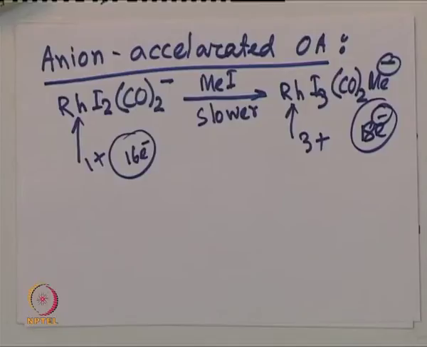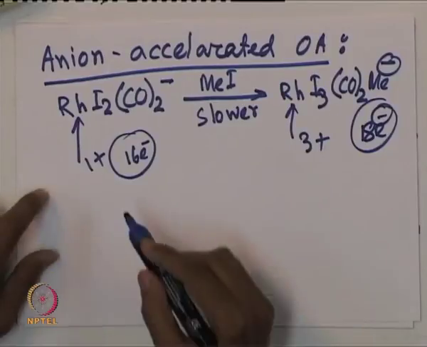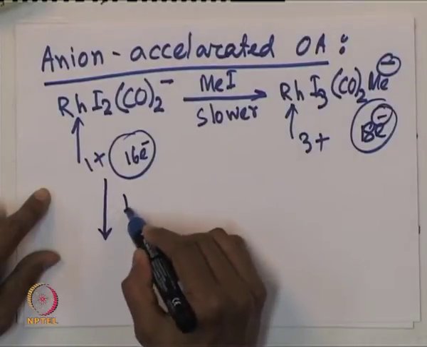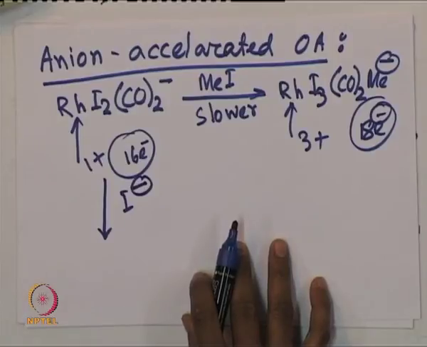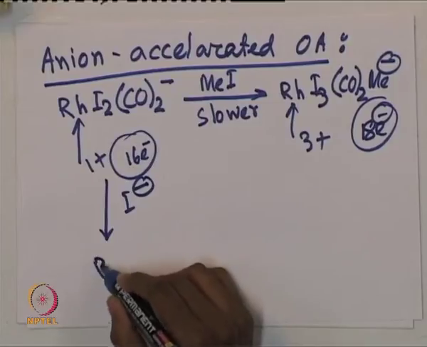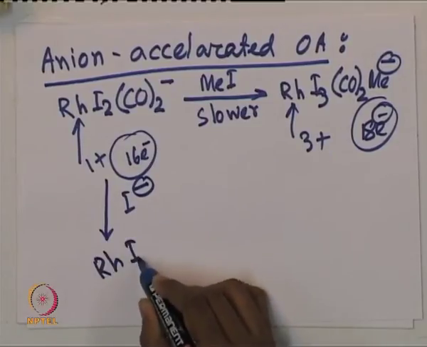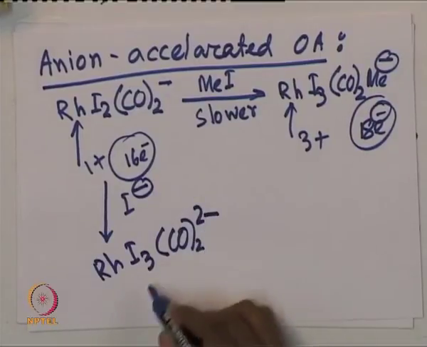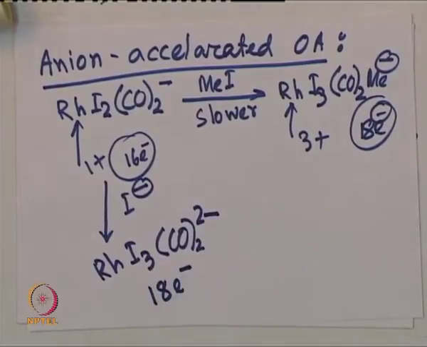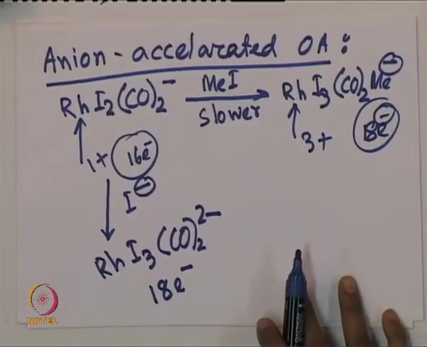How can you make it fast? If you look at the literature, at the research papers, what they have done is very simple: they added some iodide source. If you add the iodide source, immediately what we will get is the fast-forming intermediate, that is RhI3(CO)2 2 minus. Now, this is what is going to be the 18 electron complex.